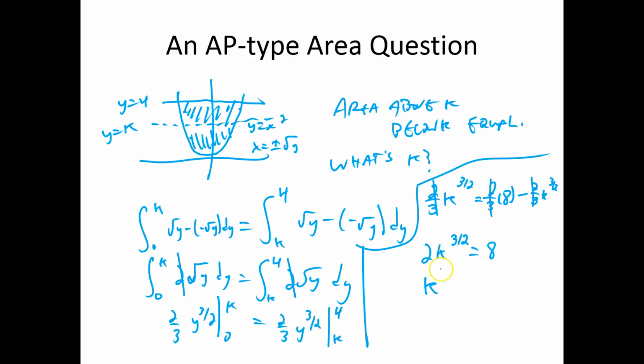Divide by 2, we have k to the 3/2 equals 4. Take both sides to the 2/3. K is 4 to the 2/3. That's not a great number. A cube root of 4, I don't know what that is, so I just leave it like that. Or the cube root of 16, I guess you could also do, because 4 squared is 16.